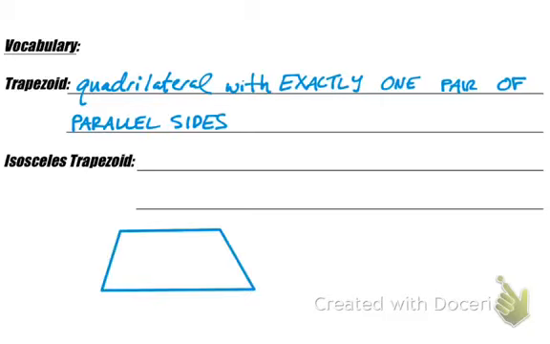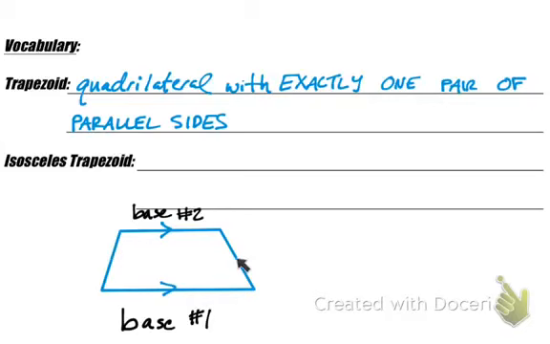sides. Okay, so here's our trapezoid, or our quadrilateral I should say, and the sides that are considered parallel are called your bases. So we have base number 1 and base number 2, and those two sides of the quadrilateral are parallel. So those are called bases.